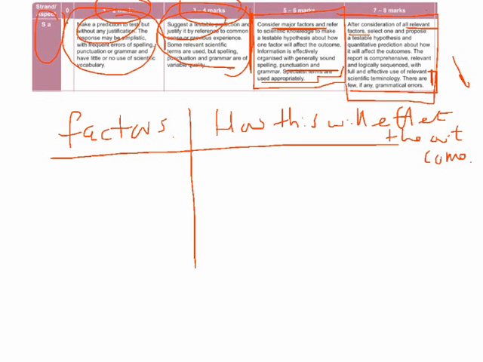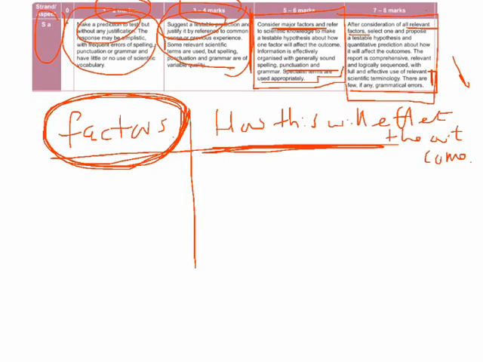So to summarise, we're basically looking at an investigation and we're going to look at a prediction. You're going to look at all of the factors, all of the relevant factors, okay, that can affect your experiment, and you're going to list down a sentence or two how they will affect the outcome of this experiment.